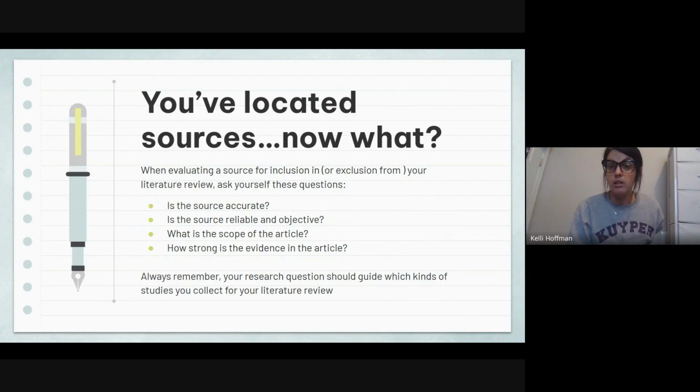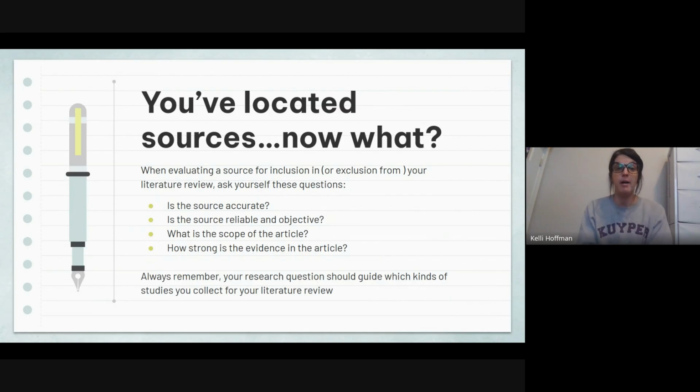Objective research is really good. Obviously, we all come in with our biases. We might be writing from a certain angle because we want to validate and justify our position. But the more objective the article is, the better, in the sense that you're getting an unbiased and credible source. What is the scope of the article?